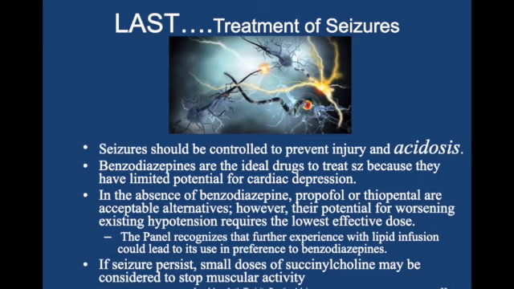So seizures should be controlled to prevent injury and acidosis. Benzodiazepines are the ideal drug. We have Versed around. Grab it, give it. We have Valium around. Grab it, give it. We don't frequently have that though. We have Ativan around. Grab it, give it. Stop the seizure. If the seizure's not stopping, put a tube in.